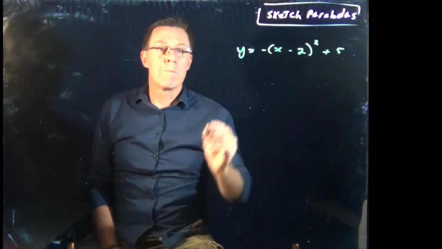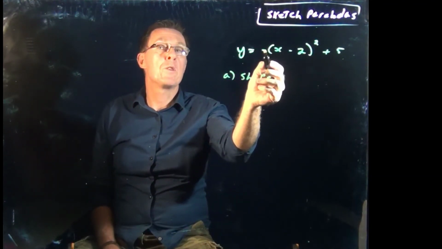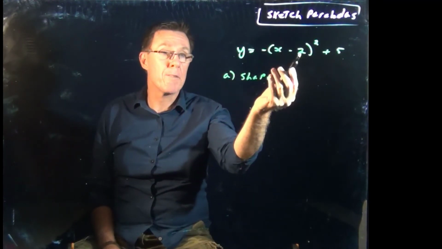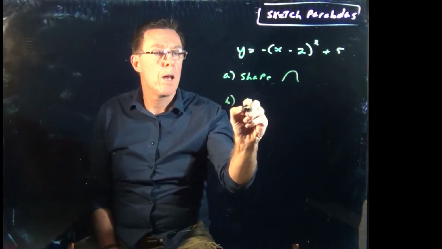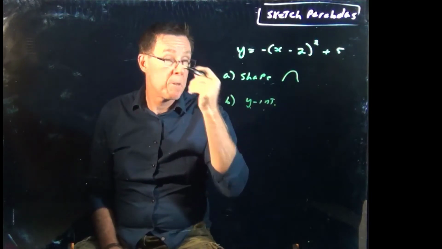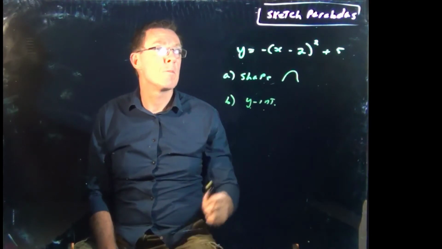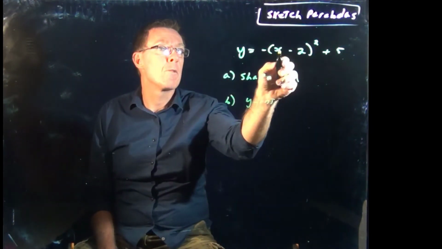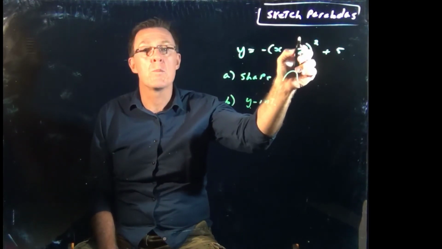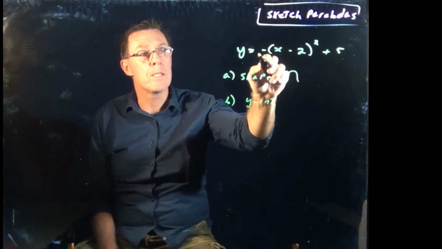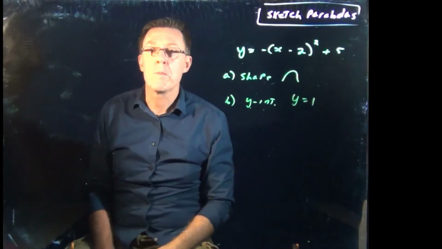Alright, let's go and graph this one. Same process. First of all, we need shape. The coefficient of x squared here has got a negative at the front, so it's going to be a negative a value, negative, unhappy, it's going to be a frowning face quadratic. Our y-intercept, for this particular one, y-intercept occurs when x is equal to 0, so when x is equal to 0, I've got 0, take away 2 is negative 2, negative 2 squared is positive 4, positive 4 made negative is negative 4, negative 4 plus 5, y-intercept at positive 1.